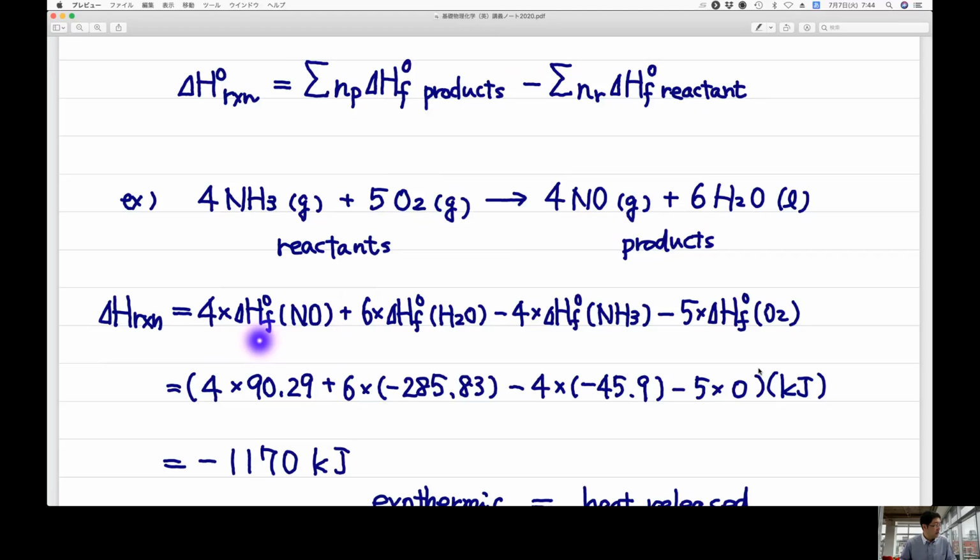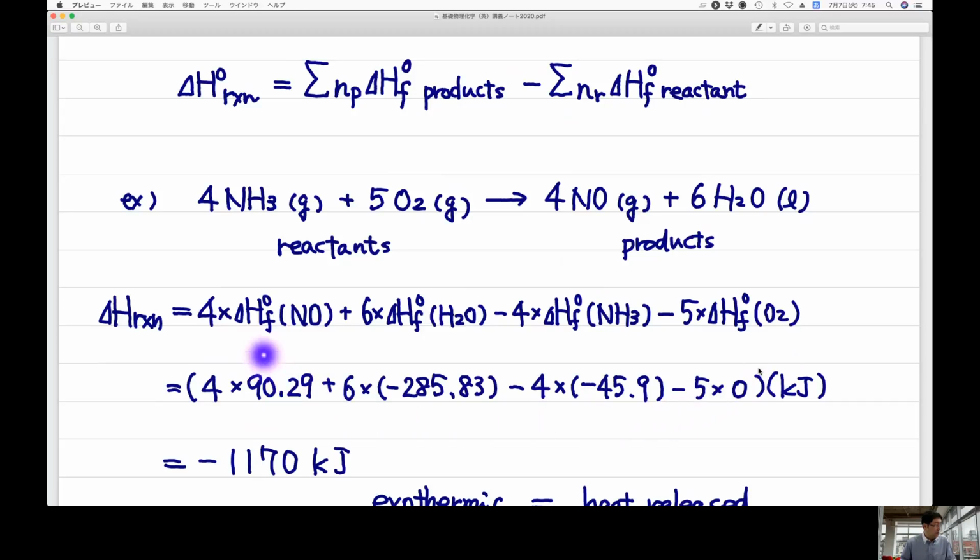So the standard heat of formation of NO gas, this is that value times 4, okay? And the water value here. Importantly, water shows the minus, okay? And times 6 because we use 6 molecules. And minus here, this one here, and this one here.